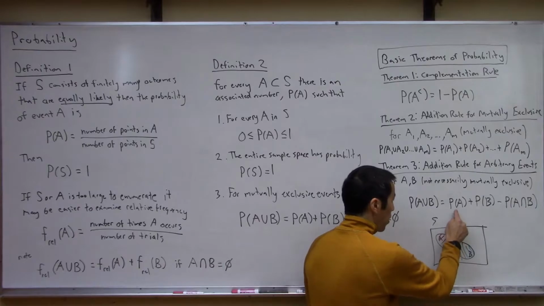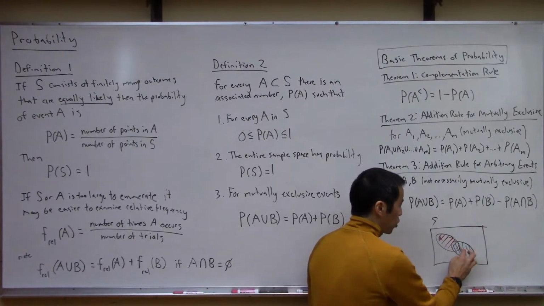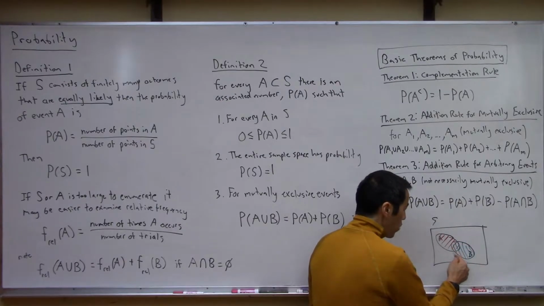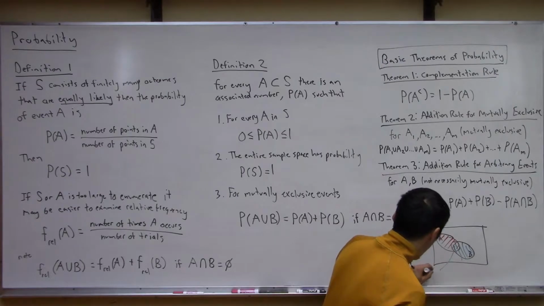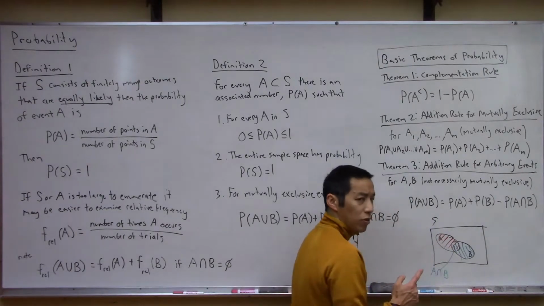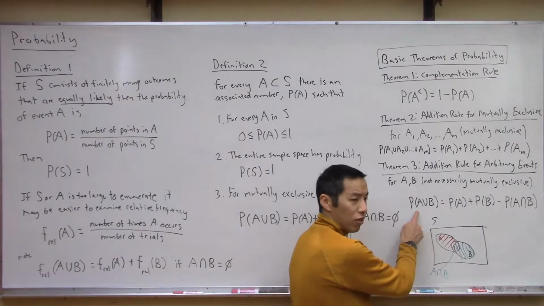So it's the probability of A, the area of the red, plus the probability of B, the area of the blue. But then we have to subtract out the intersection here. This is A intersect B, so we don't double count the area in our probability calculation. So this is the picture that goes along with this.